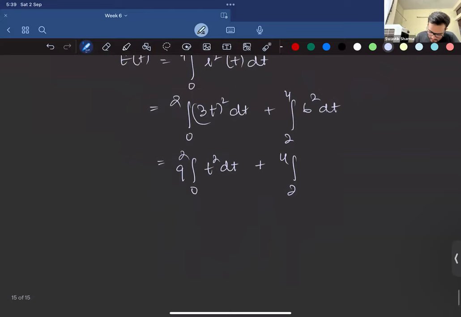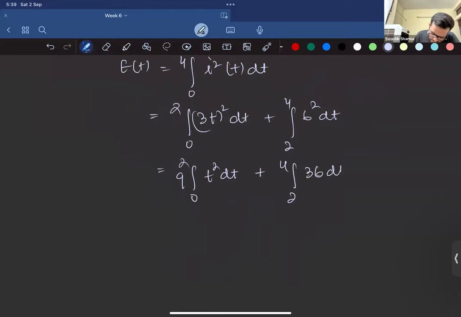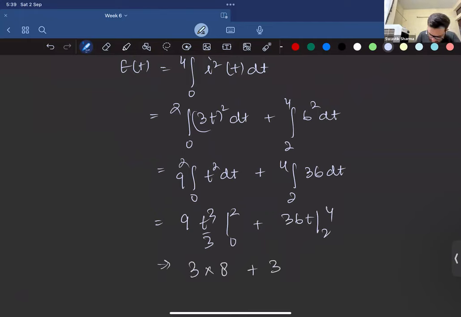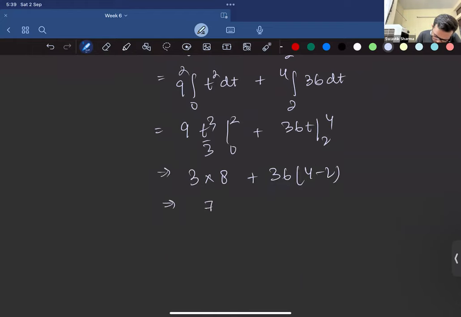Yes, you're correct. So that means this is nothing but t cubed by 3 from 0 to 2 plus 36t from 2 to 4. This comes out to be 3 into 8 plus 36 into 4 minus 2, which is 96 joules. Very good.